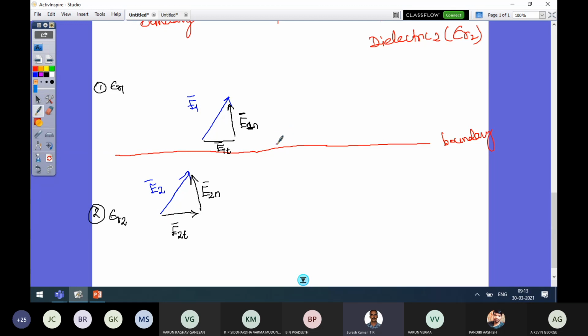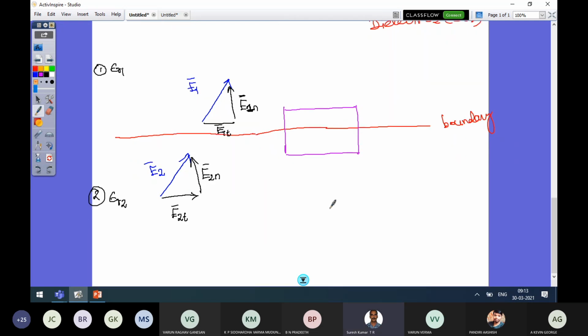Now let us apply the known equations. One equation is that the line integral of electric field in a closed loop is 0. E vector dot dl vector is 0. Electric field in a closed loop is 0. Now let us apply this equation for this two medium combination.